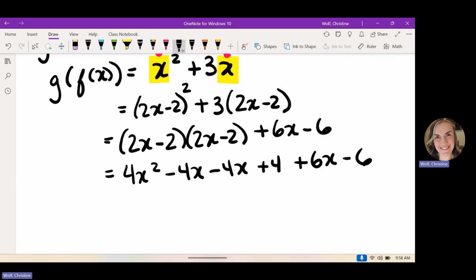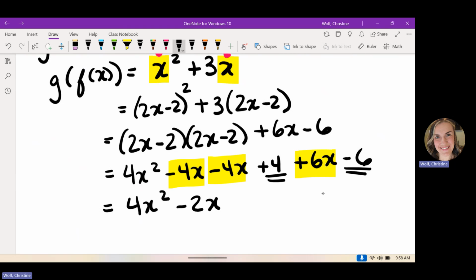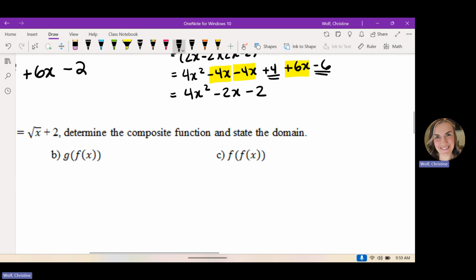And at this step, we just clean up. I have a singular 4x squared, negative 4x, and positive 6x would give me a negative 2x. And then my 2 constants, 4 minus 6 is negative 2. Okay, so does that make sense what we're doing? We're just putting one in place of the other. Not so bad. All right.